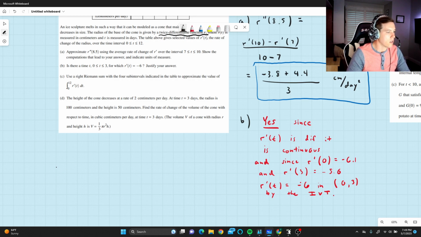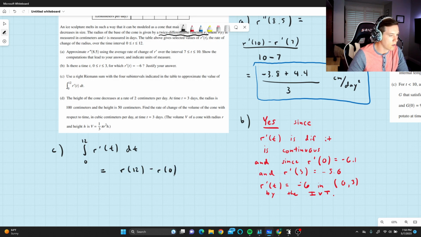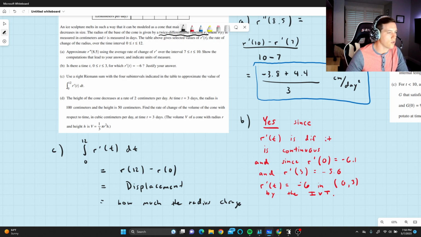All right, C. Use a right Riemann sum with 4 subintervals indicated in the table to approximate this value. Well, what on earth are we finding here? Remember, even if you're not quite sure what you're finding, this just literally equals r of 12 minus r of 0, aka the displacement of the radius, aka how much the radius changed. You're finding the amount. So if you get a value of this to be like 12, that means the radius increased by 12 centimeters or whatever the units were.